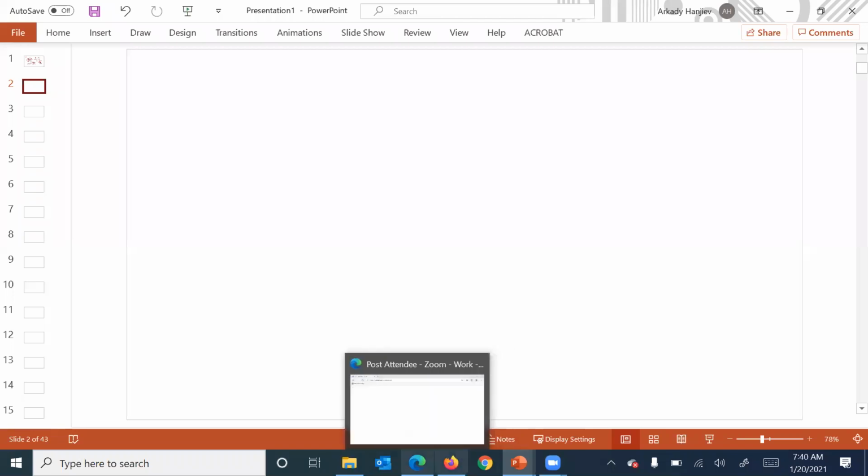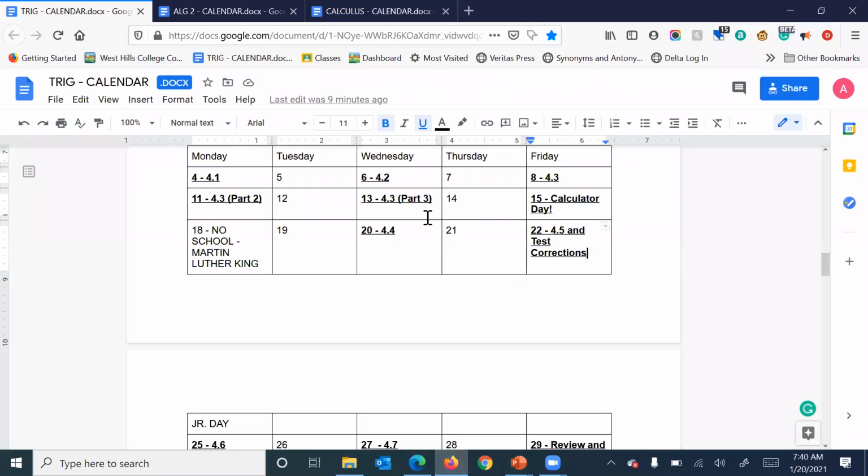So real quick here, as far as schedule is concerned, 4.4 is up for today. We have the other trig functions, which we'll do. Then on Friday, bring your test corrections. We'll go over the test itself really, really quick. We're not going to take the whole time. And then we go from there.